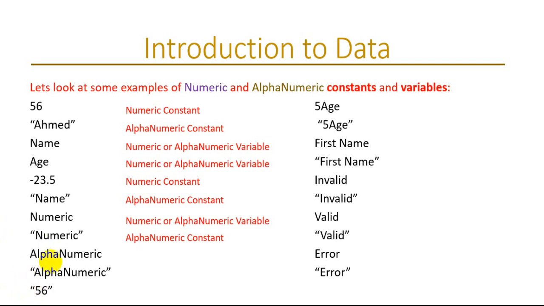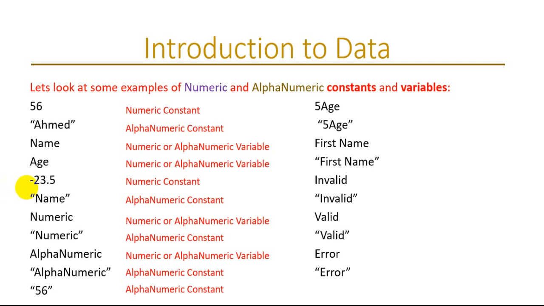Let's look at the word alphanumeric. That is a numeric or alphanumeric variable. Again, like in the earlier examples of name, age, and numeric, alphanumeric also does not have double quotes and it's not a number. So it's a variable name. But what type of variable it is will depend on whether you are putting a number into that or an alphanumeric into that. Okay. The next example, "alphanumeric" within quotes. See, as soon as you have something within quotes, it becomes an alphanumeric constant. Okay.